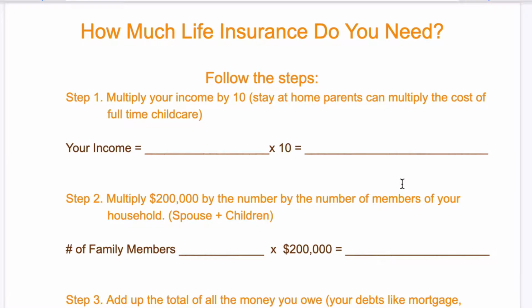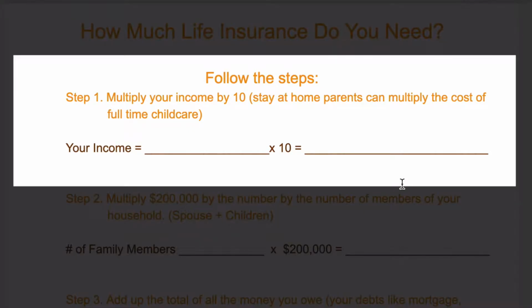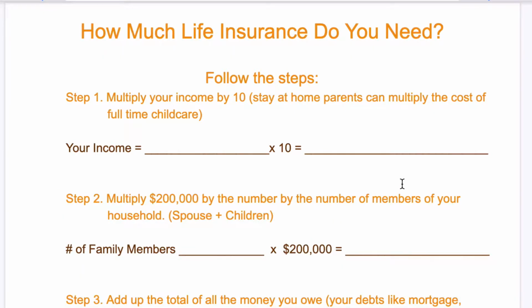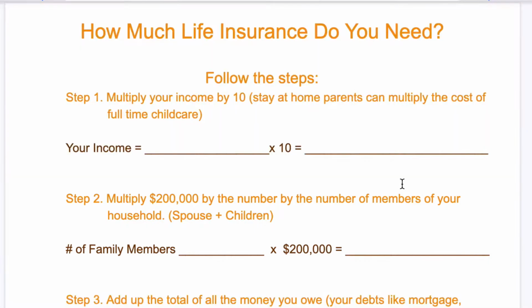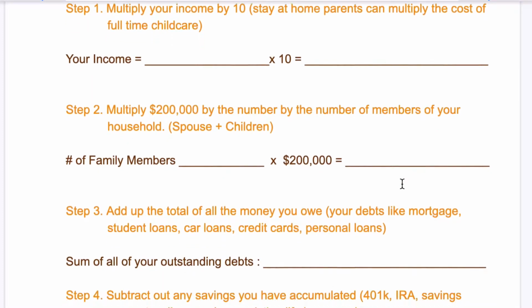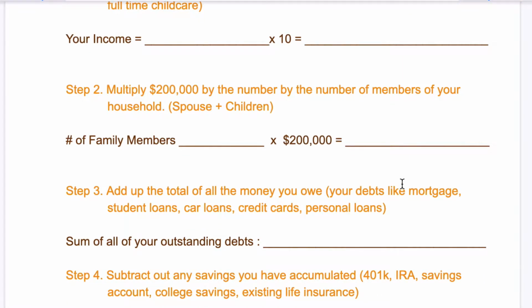So the first one is to just multiply your income by 10. So if you make $100,000 a year, multiply that by 10, we're at $1 million. All right, so that's step one. Step two is to multiply the members of your family, not including yourself, by 200,000. So if you have 4 kids and a wife or a husband, then that's going to be 5 individuals times 200,000. It's another $1 million.